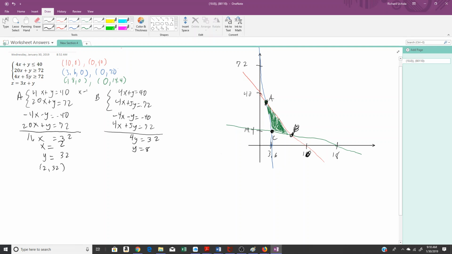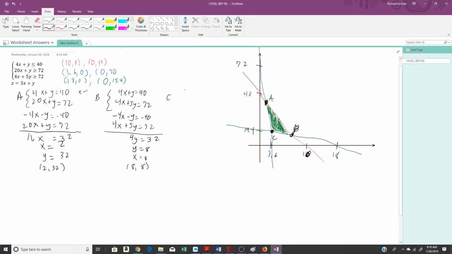Plug y = 8 into either one of the equations. Let's say the first one: we get 4x + 8 = 40. Solving for x, you get x = 8 as well. So we have the point (8, 8), and that looks reasonable from our sketch. And for the last point C, that's the intersection of the blue and the green one.